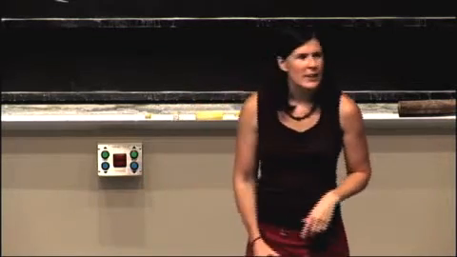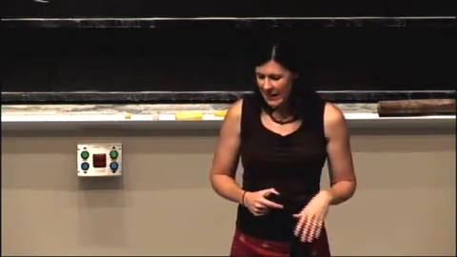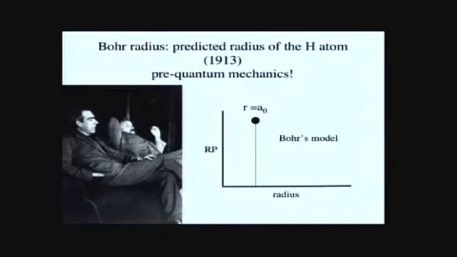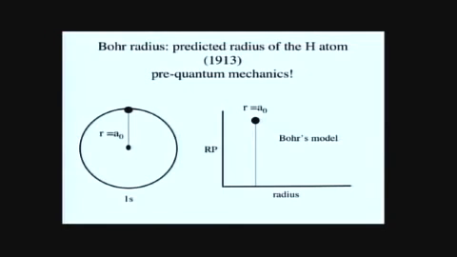So I said I'd tell you a little bit more about where this Bohr radius came from, and it came from a model of the atom that predated quantum mechanics. And Niels Bohr is who came up with the idea of the Bohr radius, and here he is hanging out with Einstein, so he had some pretty good company that he kept.